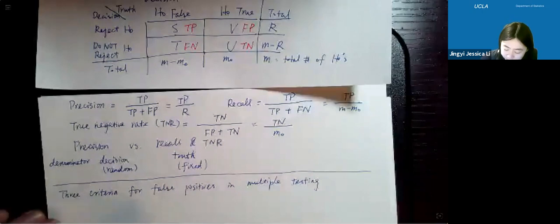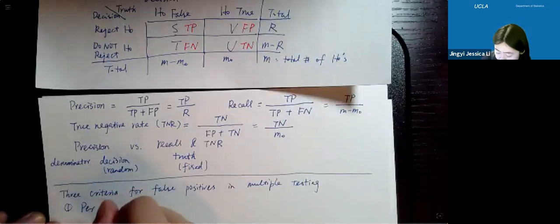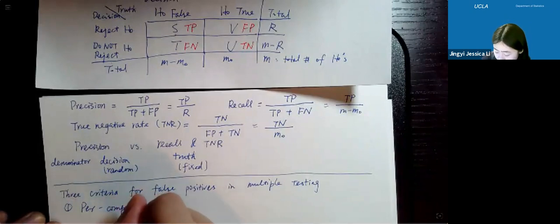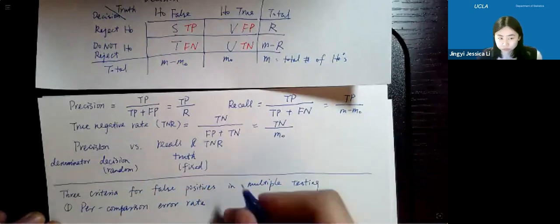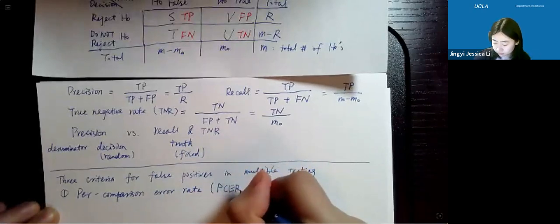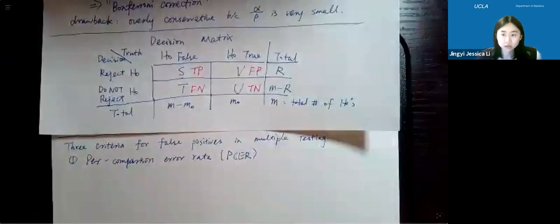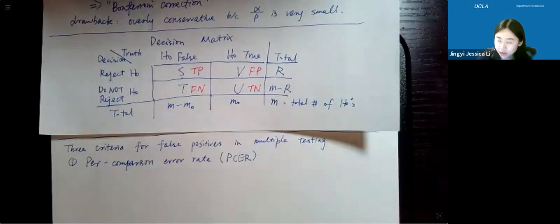The first one is what we called per comparison error rate. We will write this in short as PCER. What does it mean? It's actually the average type 1 error of our tests.